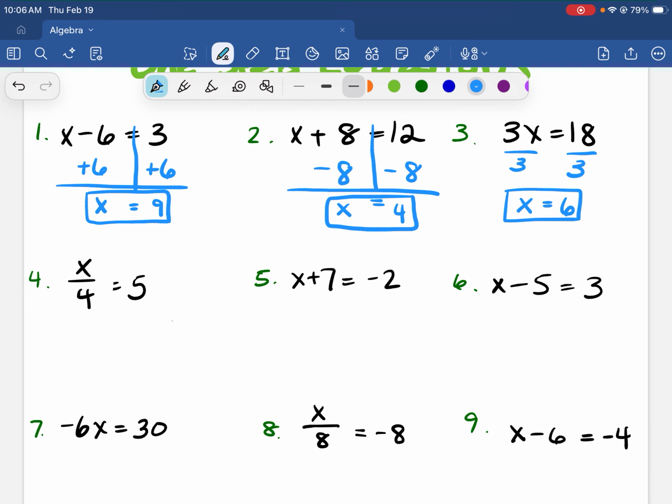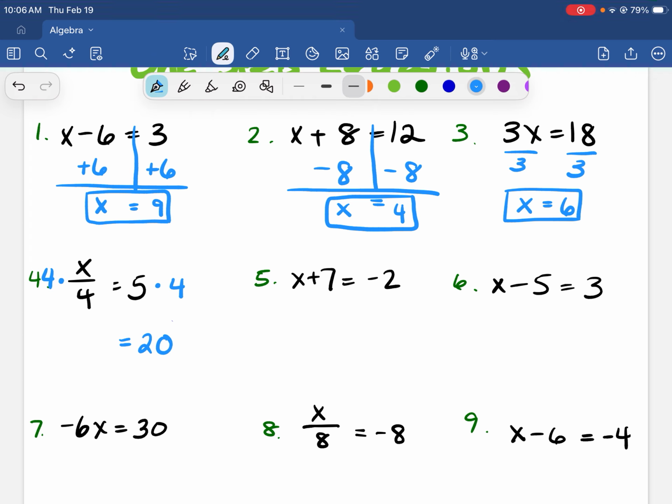So for number 4, when we have x over 4, x is the numerator and 4 is the denominator, that really means x divided by 4 is equal to 5. Divided by, the inverse operation of that is multiply. So I'm going to multiply both my left side of the equation and the right side of the equation by 4. 5 times 4 is 20. And when I multiply, I should know that multiplication and division are opposites, so I'm getting rid of that number there, and I'm just left with x.